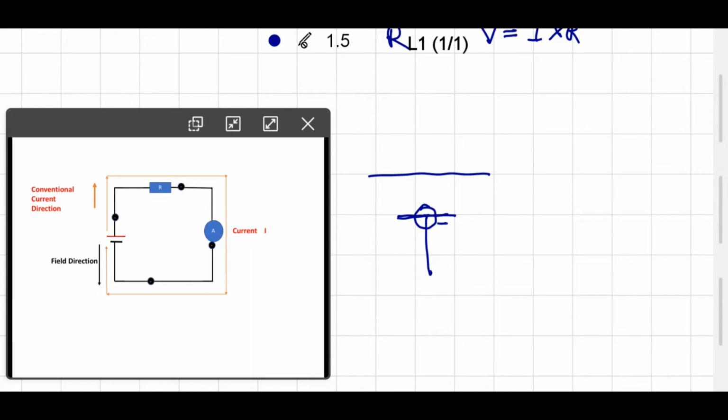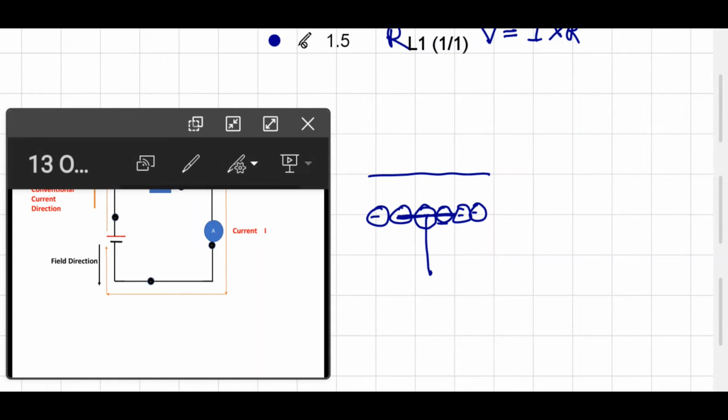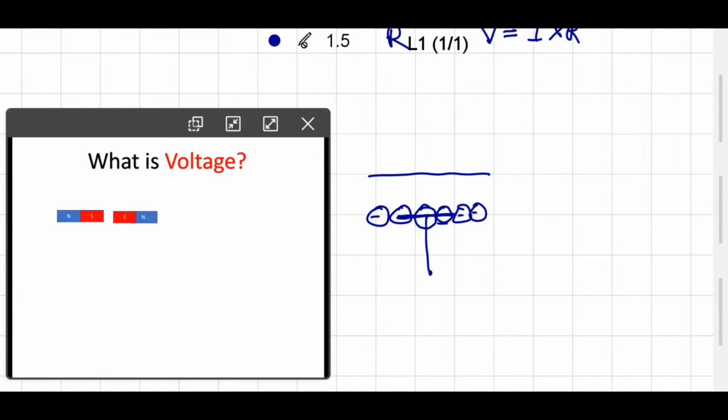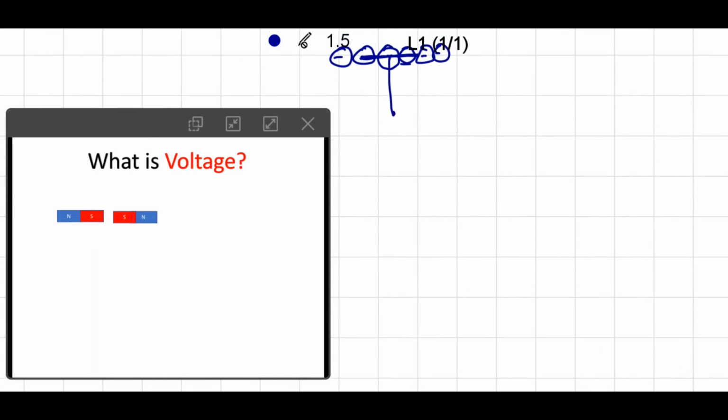Now the important thing is that the negative terminal of the battery contains a large number of electrons, but we know that electrons repel each other, so how come they are together in the battery? That is basically the idea of voltage. So we are going to see what voltage is now.